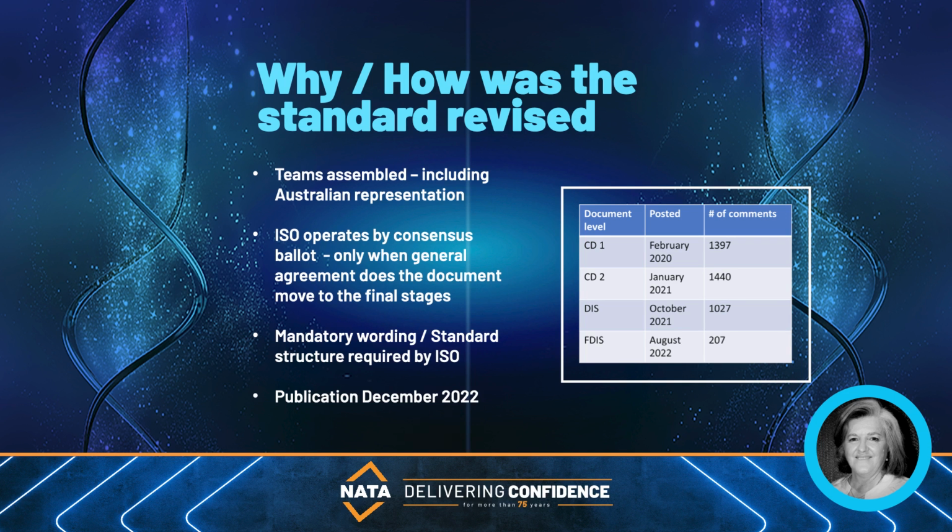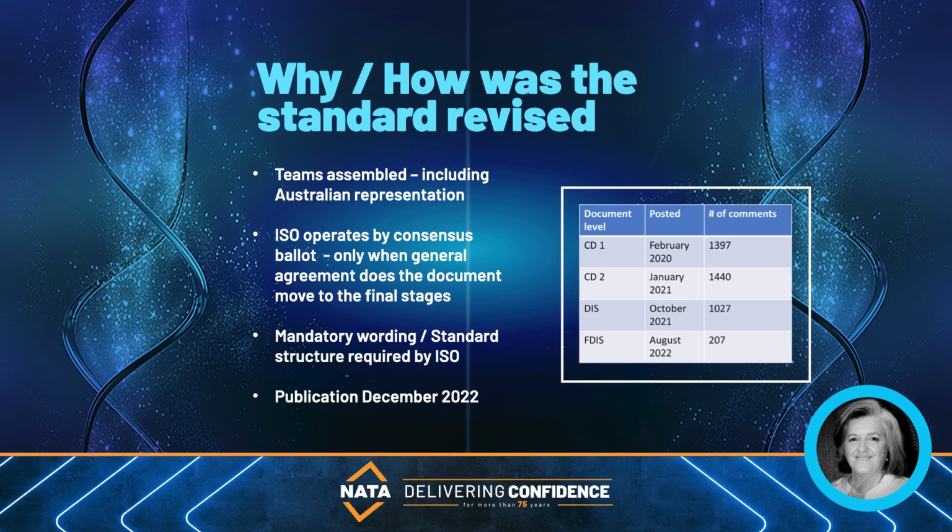ISO operates by consensus ballot. Only when there is a general agreement does the document move to the final stages. Each one of the comments received had to be reviewed and considered. There were thousands of comments received for each level of development. ISO has also introduced a standard structure for its standards and some mandatory wording requirements. These had to be incorporated into the standard. After 5 years, finally, on 4th of December 2022, the new version of the standard was published.